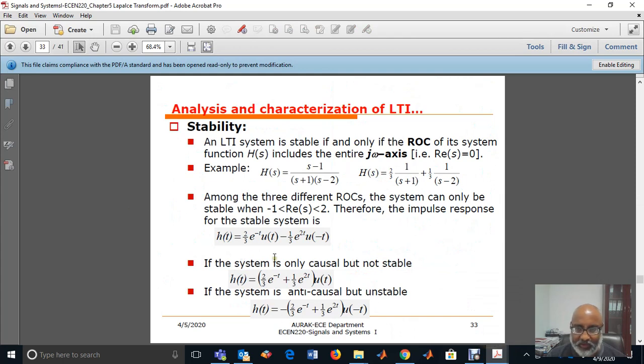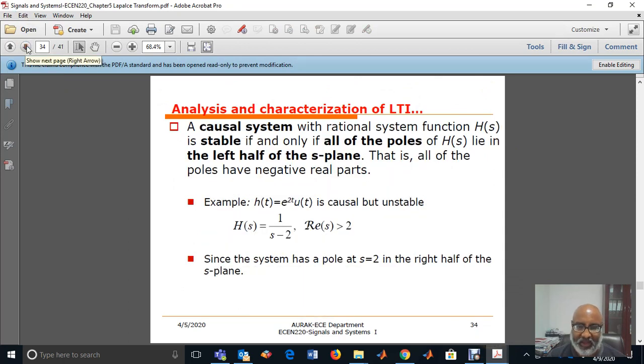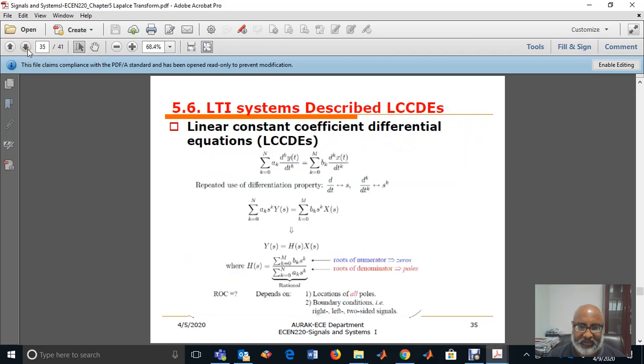That's all about today's lecture. In the next lecture, we will study systems characterized by linear constant coefficient differential equations.